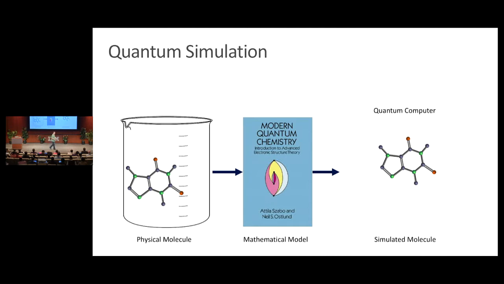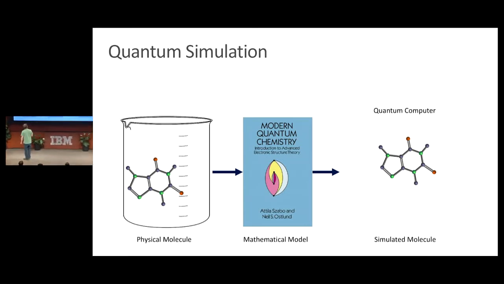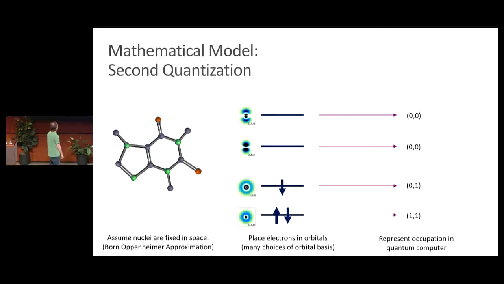So this mathematical model that's going to be used in at least my talk for both of the methods that I'm going to be talking about is a second quantized representation. So we use that and we just look up in a book. Unfortunately, this is a bad example because they don't really talk about second quantization here, but I like the cover of this book better, so that's how it made it. Anyways, that's the basic idea. We take the physical system, we mathematically model it, and then we simulate it on a quantum computer.